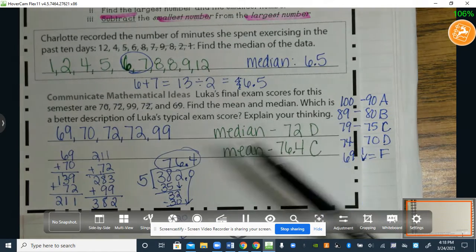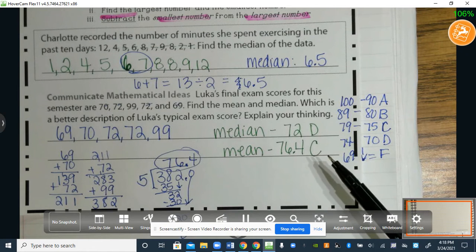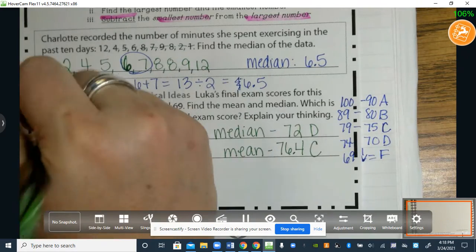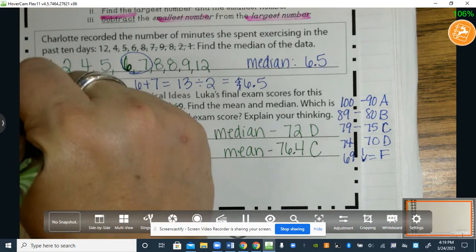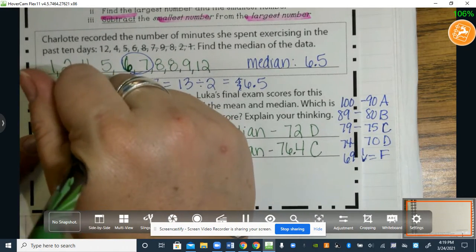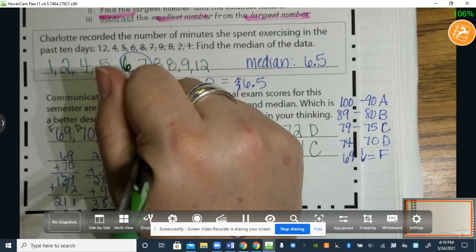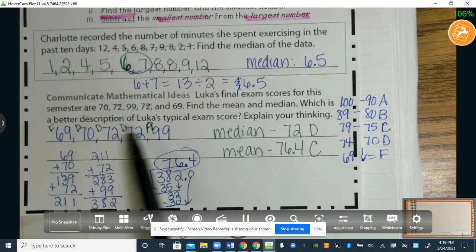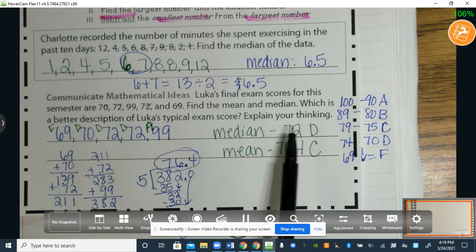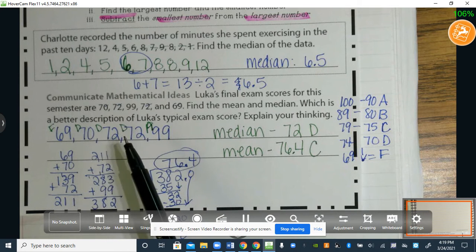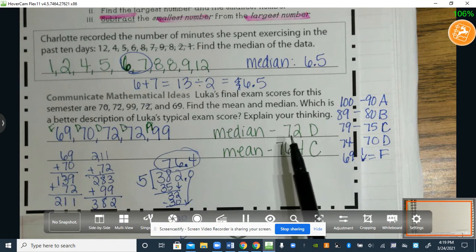So which is a better description of Luca's typical exam score? Did he score D's or C's? Well, let's look back at this information here. 69, if I pair that off, would be a letter grade of an F. A 70 was a letter grade of a D. 72 is also a D. And 99 is an A. So if I look at these exam scores, these letters, would he mostly be a D student or would he mostly be a C student? Well, most of his tests were D's. So I would say that the median is the best description of his exam score.